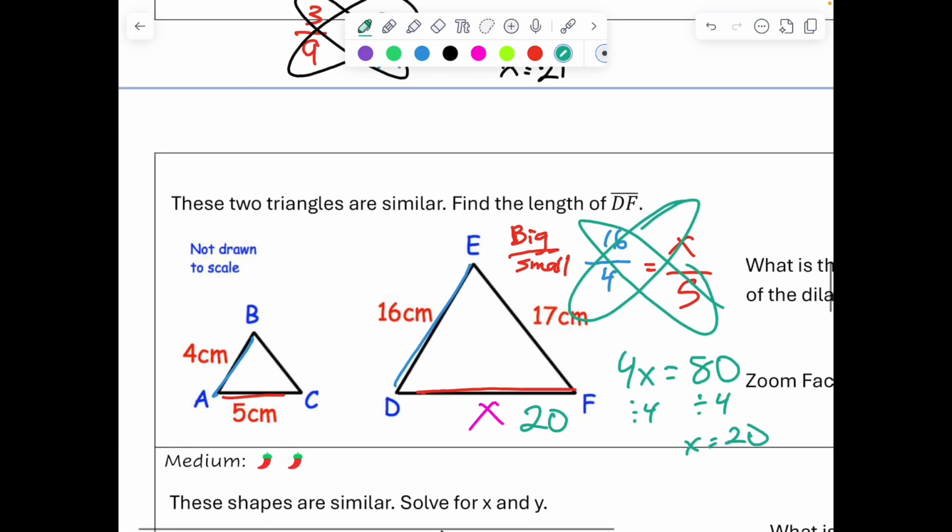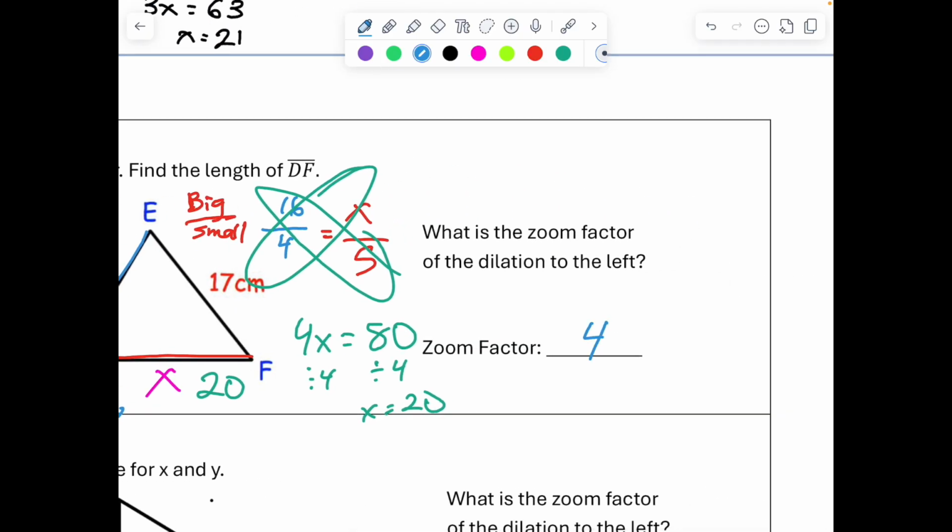And then they want to know our zoom factor too. So essentially, what did we multiply by to get from 5 to 20 to get from 4 to 16? The answer is 4. So we have a zoom factor of 4.